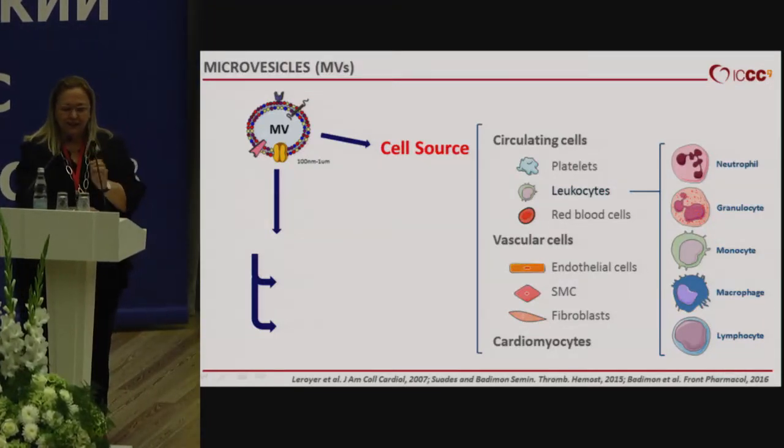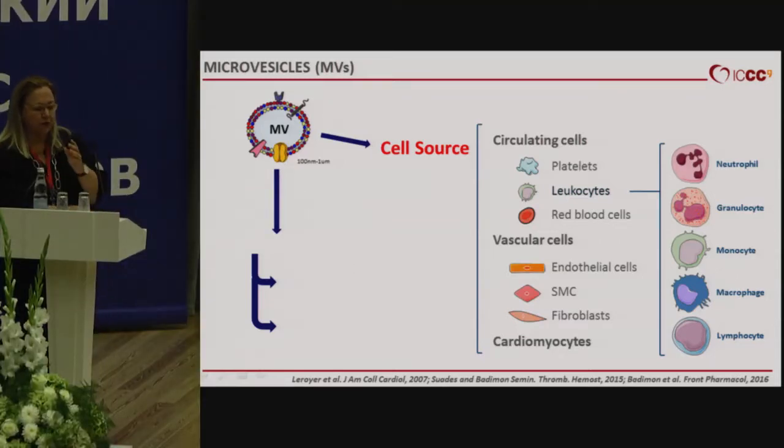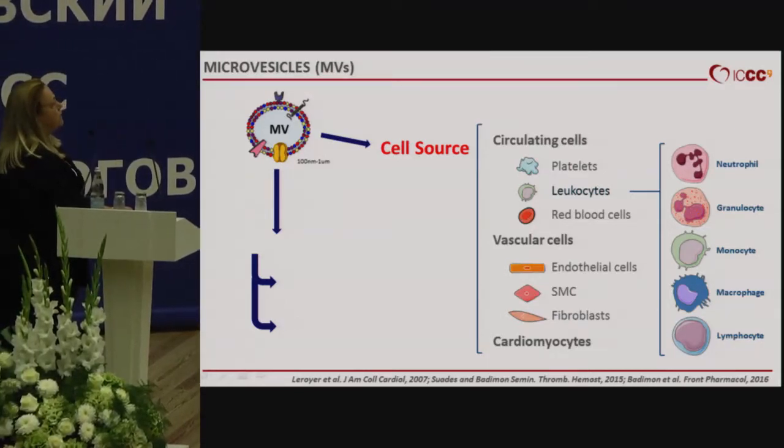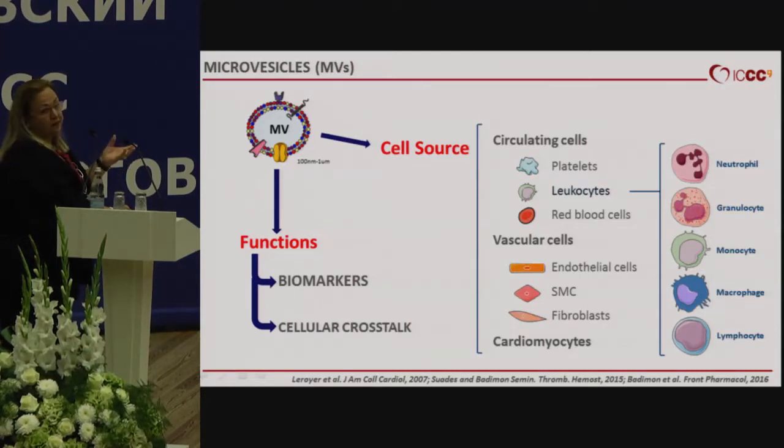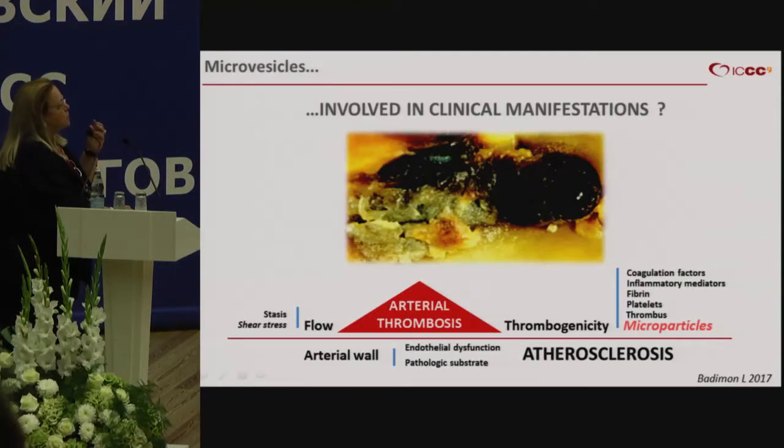So this is the only diagram regarding microparticles I'm showing to you, because obviously by now you know very well what they are. In our case, because we are interested in analyzing the cardiovascular system, it's good to know that all circulating cells and vascular cells and even cardiomyocytes can release these microvesicles. Now, it's important to consider that they function as biomarkers, the liquid biopsy concept, but also as cellular crosstalk mediators, as you already saw. So in a way, we are opening a new field to try to understand what these small particles are doing to maintain the process of arterial thrombosis or even the continuation of atherothrombosis.